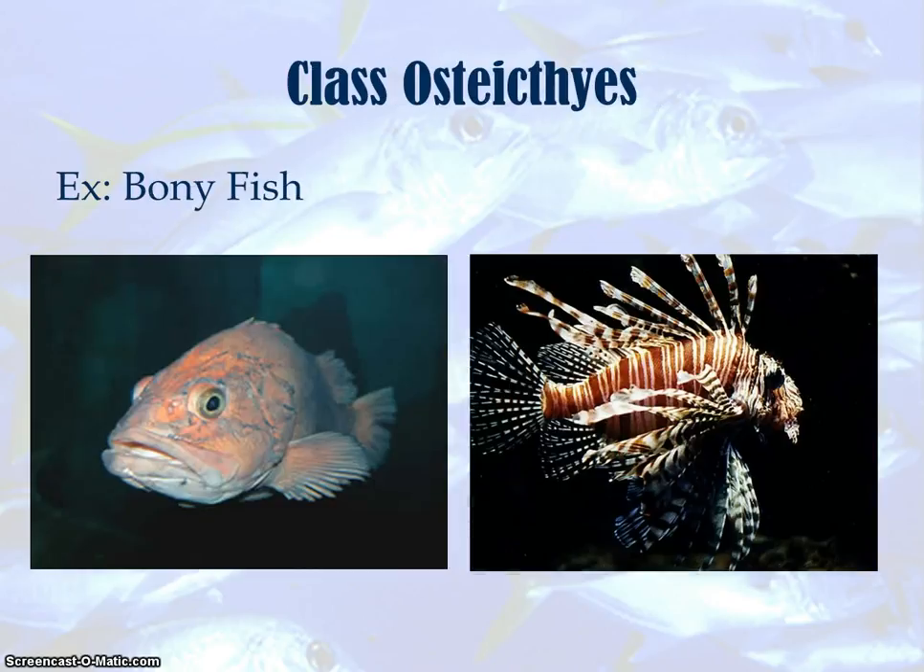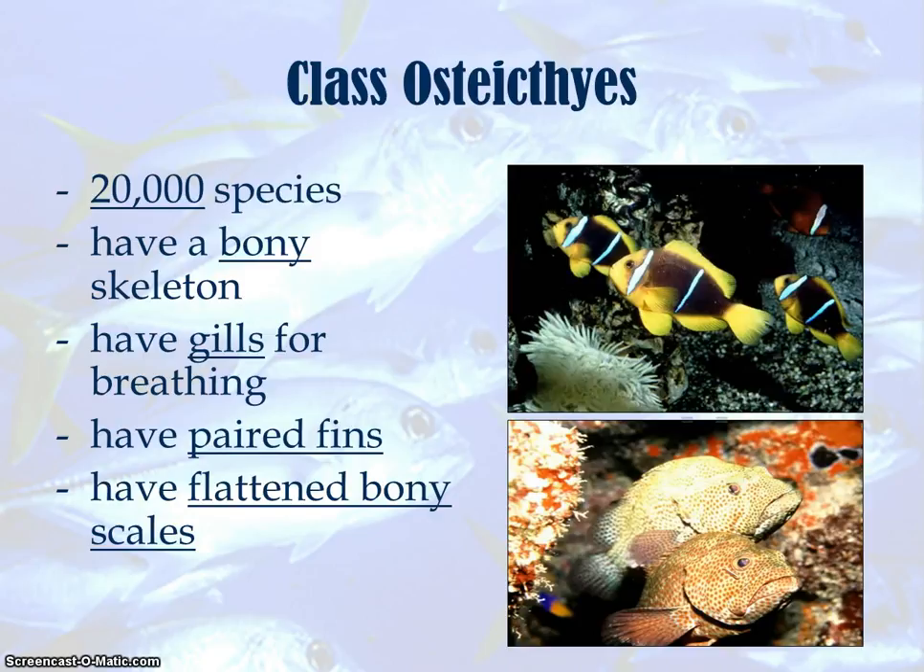Another class of your aquatic chordata are going to be your osteichthyes. These are your bony fish, okay? So most of the fish we think of when we think of aquatic fish are going to be the bony fish, which means they have a bony skeleton, not a cartilage skeleton. They have gills for breathing. They have paired fins as well.